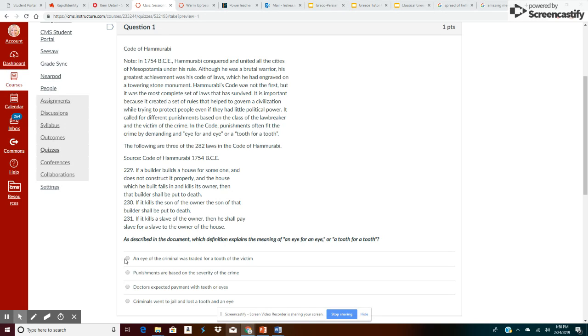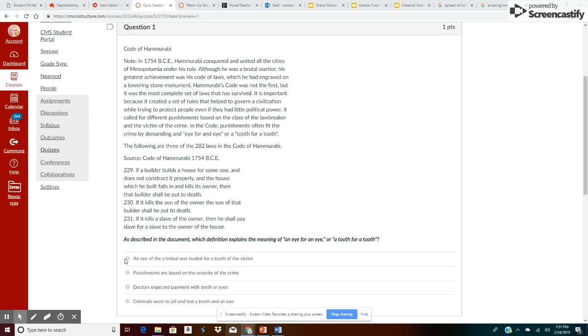Okay? As described in the document, which definition explains the meaning of an eye for an eye and a tooth for a tooth? Okay, now we're going to go back and look at the text structure. We can say this is titled Code of Hammurabi. Immediately, we should make some connections to Mesopotamia and Hammurabi's code that we learned earlier in the year. And remember, we did a whole Paideia seminar on this. So we know that Hammurabi's code had some pretty harsh punishments.